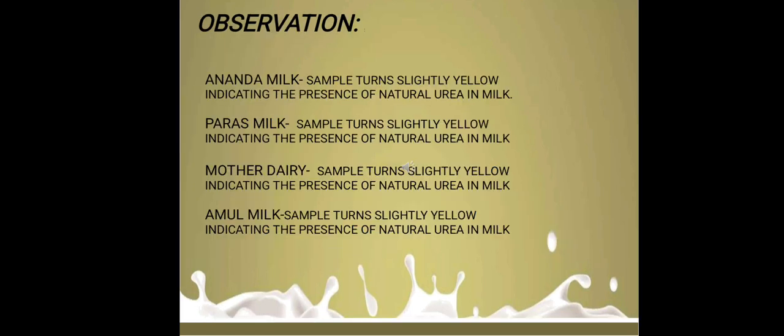We made the following observations for all our milk samples, that was Mother Dairy and Amul milk. The sample turned slightly yellow in color, which indicated the presence of natural urea in it. This was the slightly yellowish change in color observed in all the four milk samples, which indicated the presence of natural urea in it.